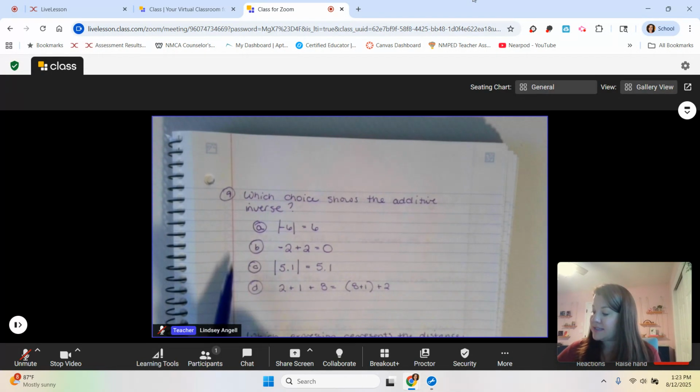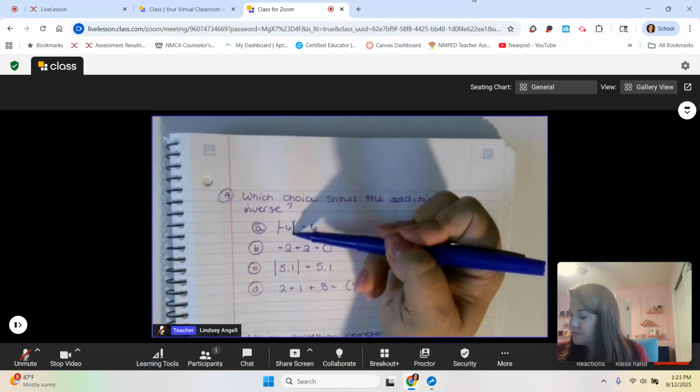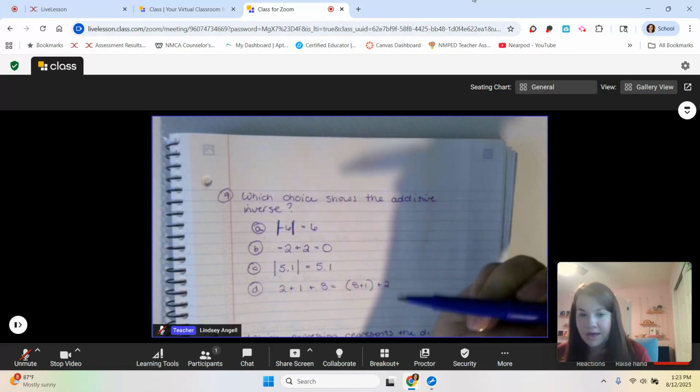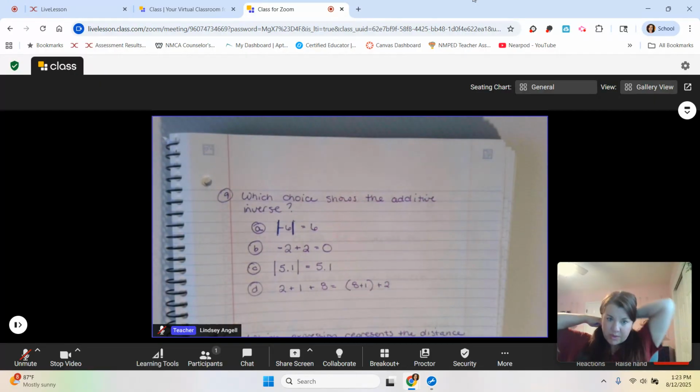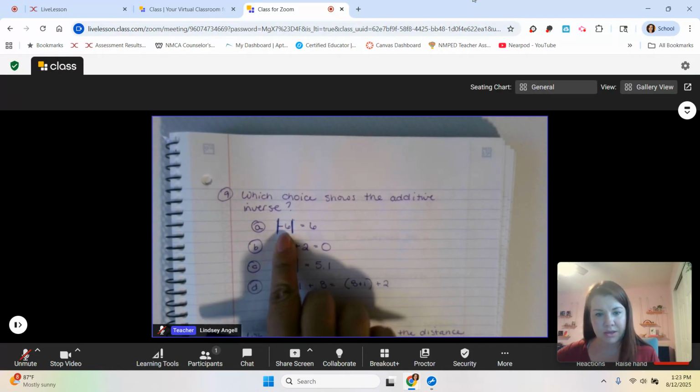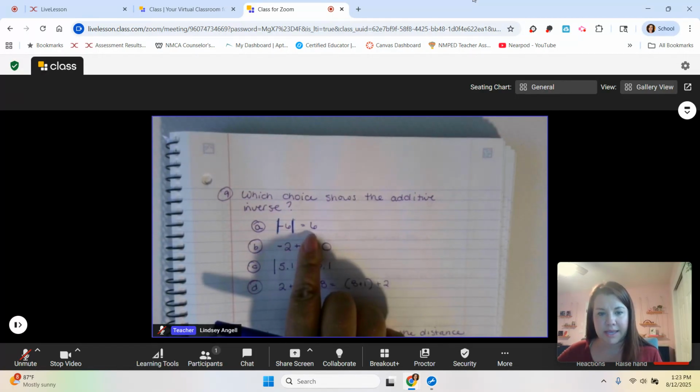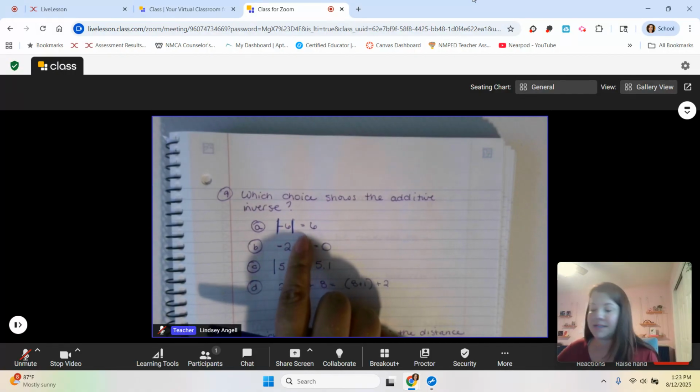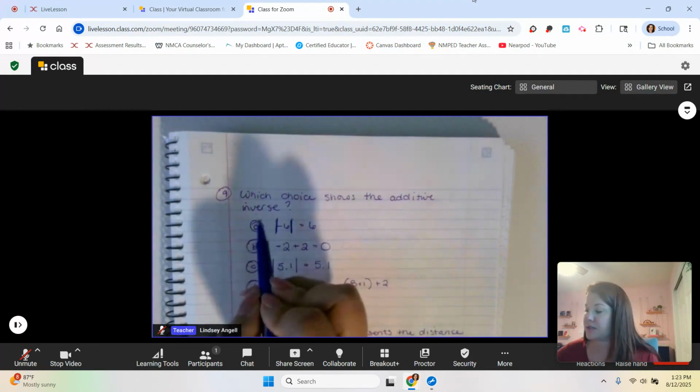So, out of these options, A, this right here, these symbols, these are called absolute value. What that tells you, and what absolute value is, is how far away a number is from 0. So the absolute value of -6 is 6, because it's 6 spaces away from 0. All right, so this is showing absolute value. It's not showing the additive inverse.